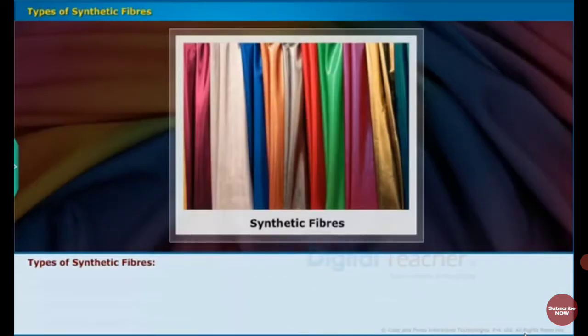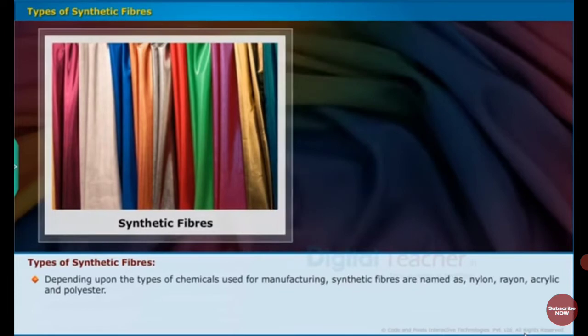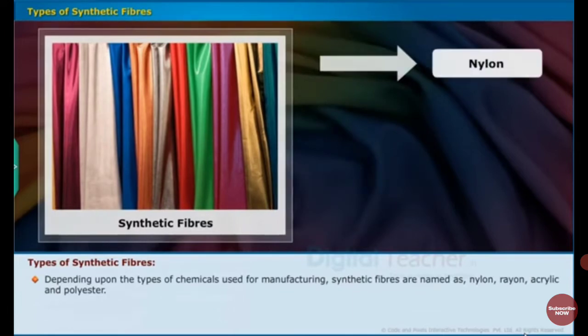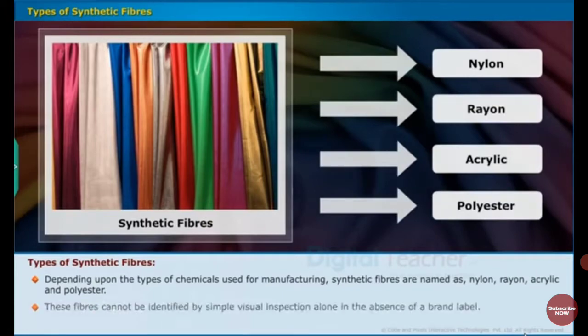Types of synthetic fibers. Depending upon the types of chemicals used for manufacturing, synthetic fibers are named nylon, rayon, acrylic, and polyester. These are the types of synthetic fibers: nylon, rayon, acrylic, and polyester. These are made up of polymers. Here, poly means many, and mer means different units get together to make the polymers.